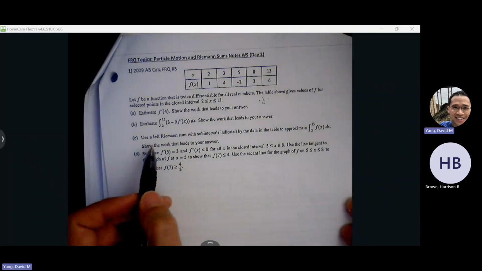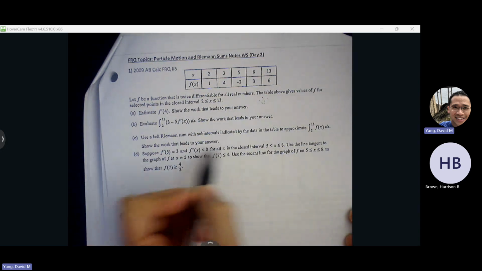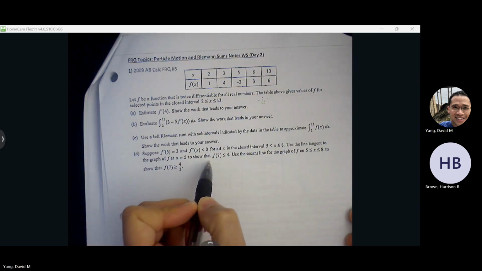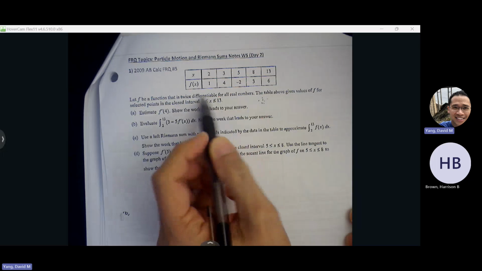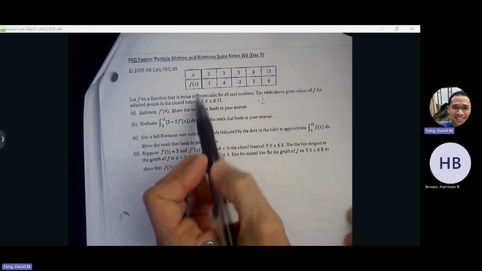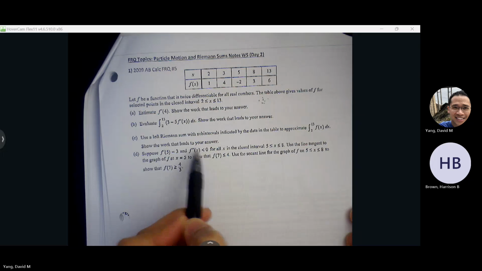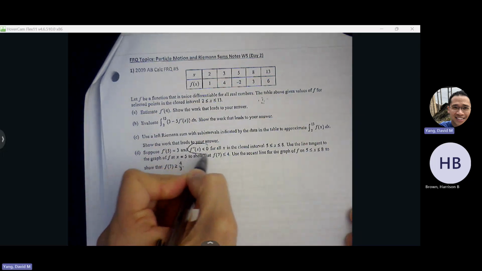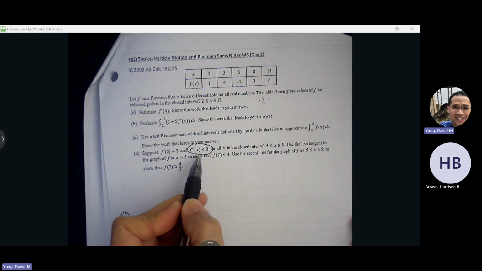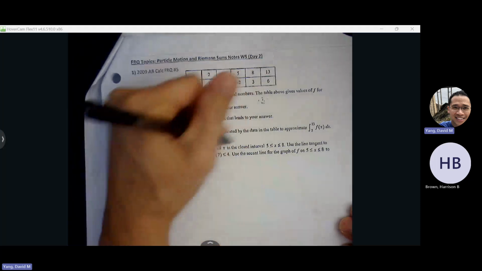So the big picture for part D is we have a graph. Okay, this is the big picture here. F double prime is less than 0.